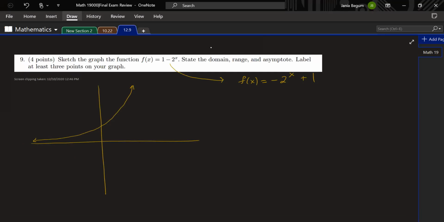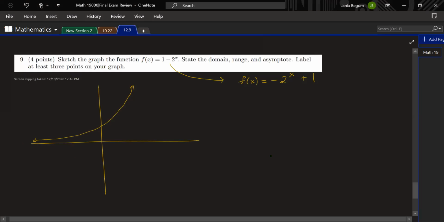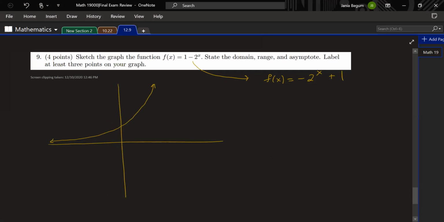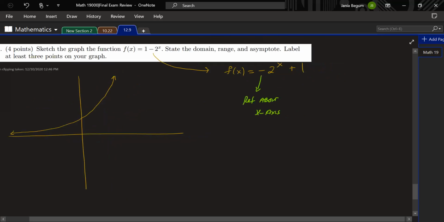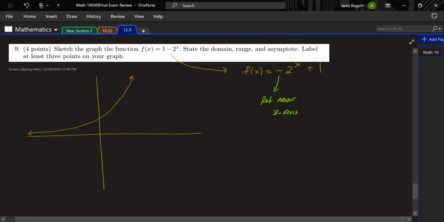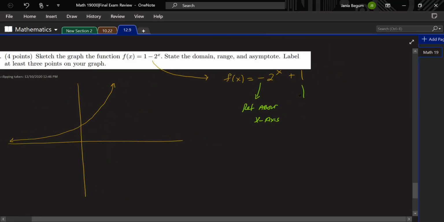So the negative in front of the 2, what kind of transformation is that? It's a reflection over the x-axis. So this is a reflection about the x-axis. Nice. And then what about this plus 1? It's just one up. Right. So this is just going to go up 1 unit. Okay, so those are the transformations that we're going to apply to this basic function.